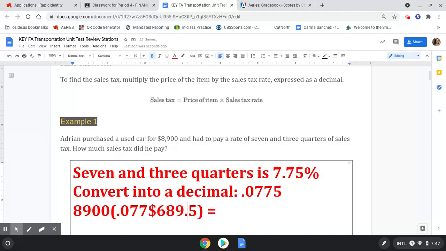All right, do you see what the correction was that I just made there real quick? If I take this decimal here and move it twice, boom, boom, it's 0.0775. All right, 689.75 is our tax.